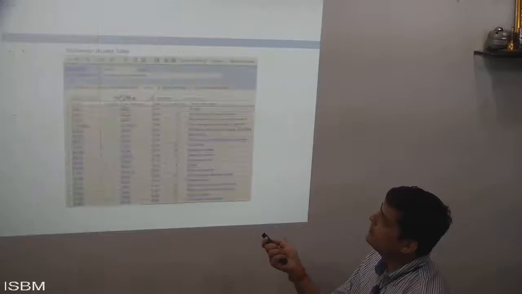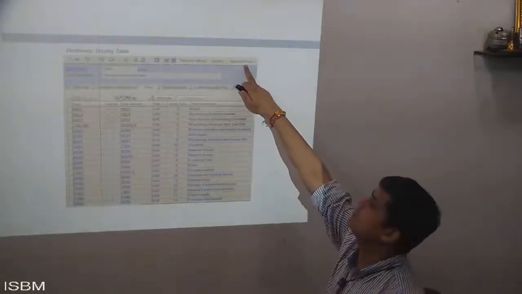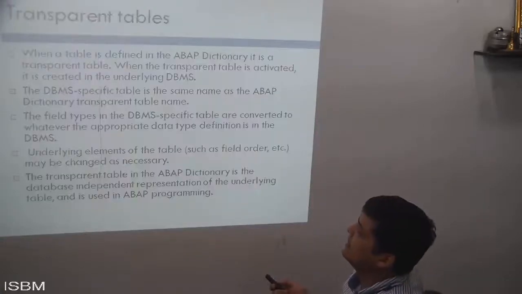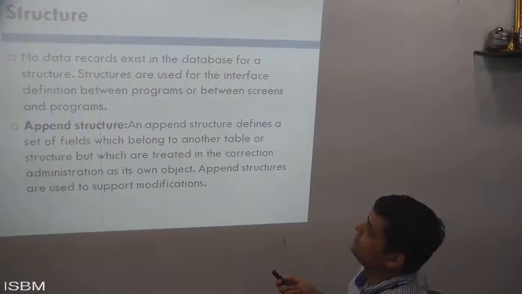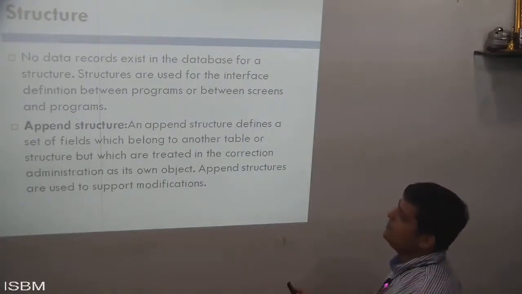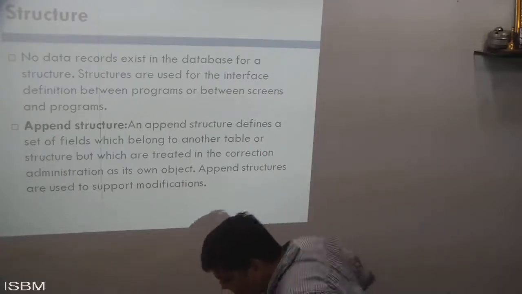When I open the table, you can see there is one button, one tab, which is called the appendix structure. What exactly does the appendix structure do? An appendix structure defines a set of fields which belong to another table or a structure, but which are treated in the correction administration as its own object. Appendix structures are used to support modification.